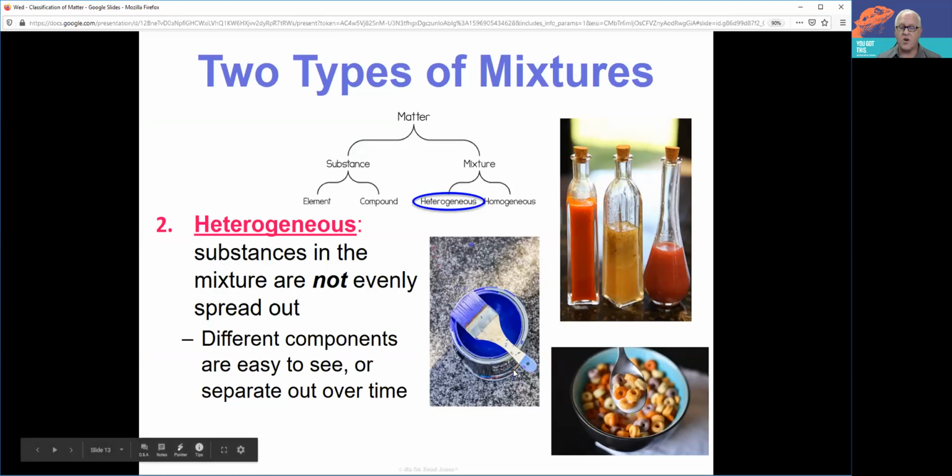If you're using oil paint, it is the pigment or the colorant combined with oil, and over time, those will separate. Your breakfast cereal, those Fruit Loops and Lucky Charms. I like Lucky Charms. That is a heterogeneous mixture. You can see the different variations of what's in that mixture. Your trail mix is a heterogeneous mixture.